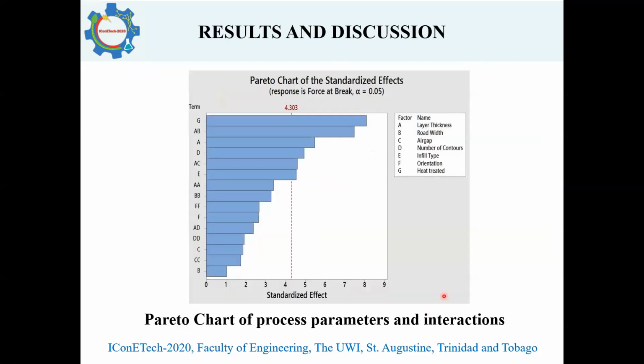From the results, we brought it into MATLAB and did a Pareto analysis. The top 3 influences were the annealing, the interaction between the road width and the layer thickness, and the layer thickness. So those were the 3 main factors that influence the strength.